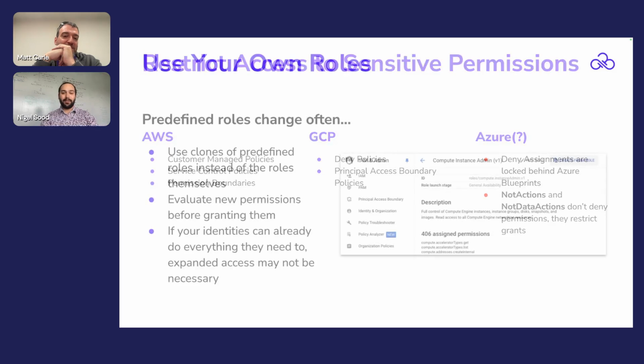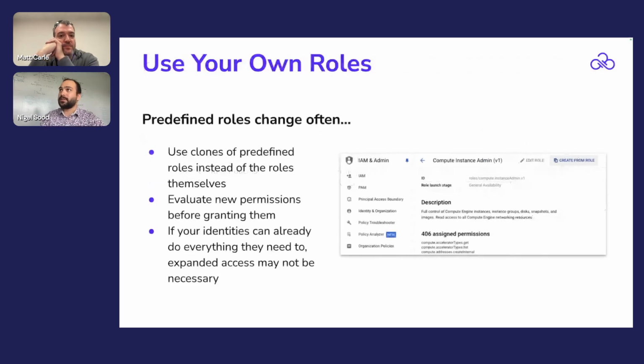And the last thing, the last recommendation we've got for you is use your own roles. All three major cloud providers provide predefined roles that you can use for identities that are designed to do specific tasks. Our recommendation here is not to not use those predefined roles, but if you're going to use them, clone them and then use those clones that you're assigning to your identities. And the reason for this is that these predefined roles are changed all the time. They get new permissions all the time when new features come out. And what this does is it allows you the opportunity to evaluate the new permissions within those changed roles before granting them to identities within your cloud.